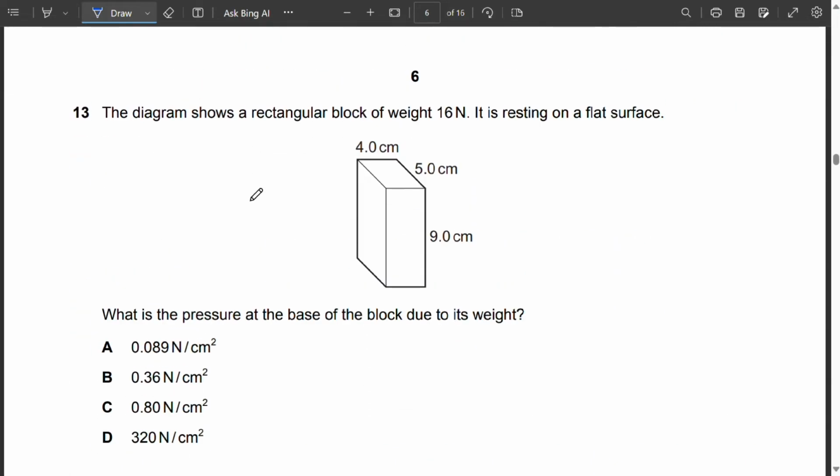13th. The diagram shows a rectangular block of weight 16 Newton. Oh, okay. The weight of this is 16 Newton. It is resting on a flat surface. Like as you can see, the flat surface that it is resting on is this. What is the pressure at the base of the block due to this weight? Now we have to calculate the pressure.